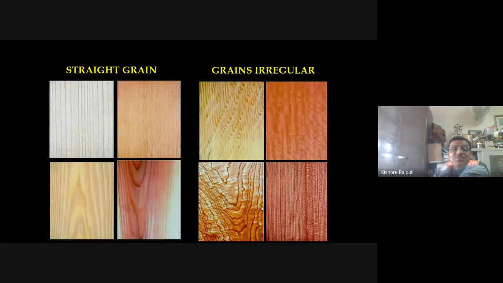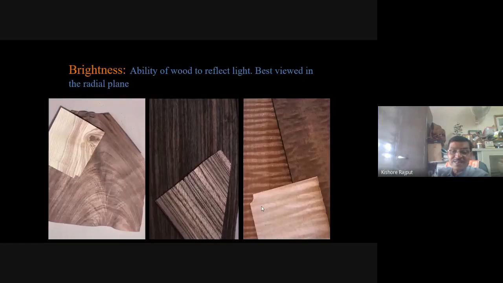Anyway, when it comes to the physical properties, that is the grain of the wood sample, how it looks after polishing, and how it appears if you cut it in longitudinal view. That is grain: straight grain and irregular grain. That can be one of the patterns. Then brightness, how it gives the shining.